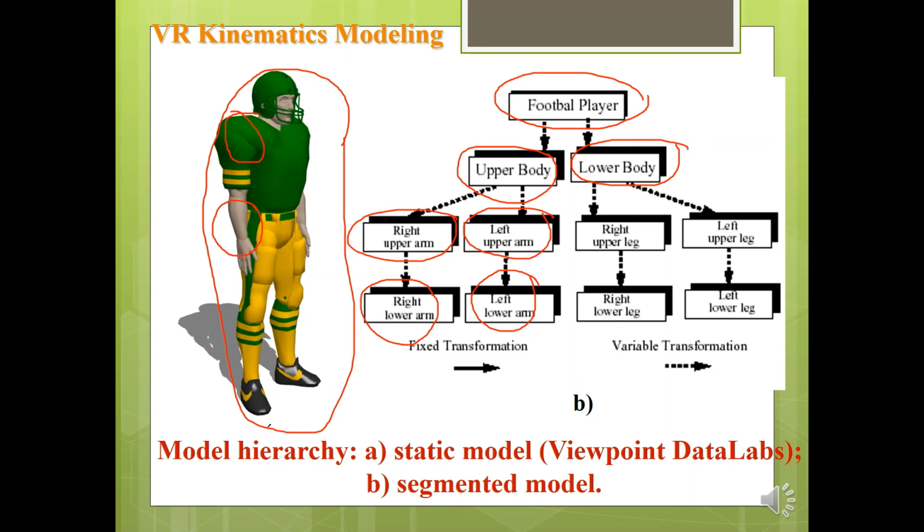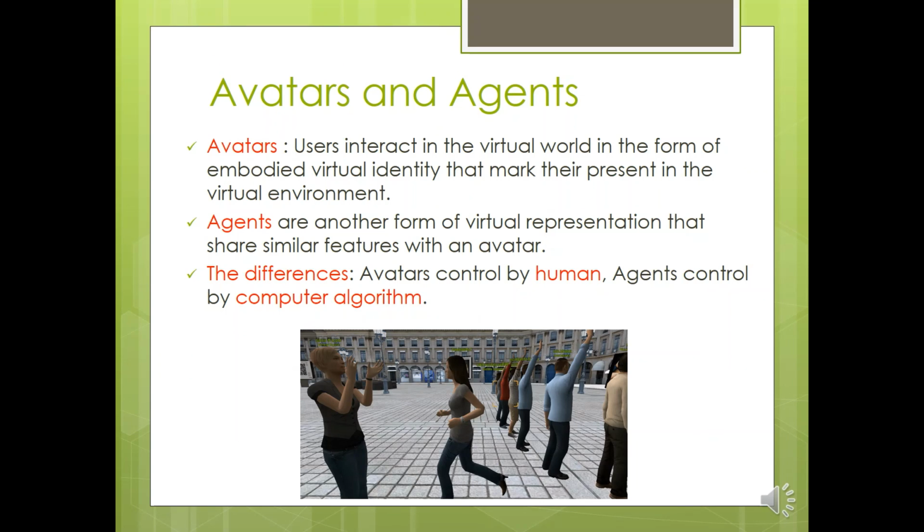So upper part and lower part for both sides, right and left. For the lower body, we have the right upper leg and also the right lower leg. Then we also have the left upper leg and the left lower leg, right? So basically, this is how we divide the VR model into an object hierarchy, so that it's easier for us to manipulate it or make a motion to it.